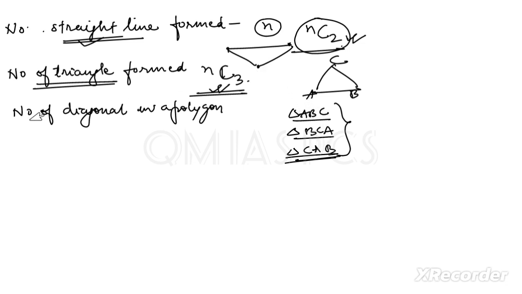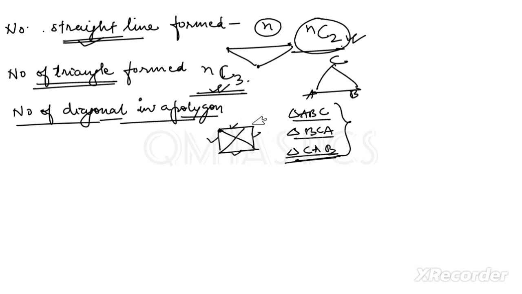Okay. Now, number of diagonals in a polygon. Polygon means n number of sides. From the quadrilateral there will be two diagonals. Do you know what diagonals are? Now see, these diagonals are actually straight lines. Is it clear? But this is also a straight line, and we have to ignore this one. We have to ignore these sides.